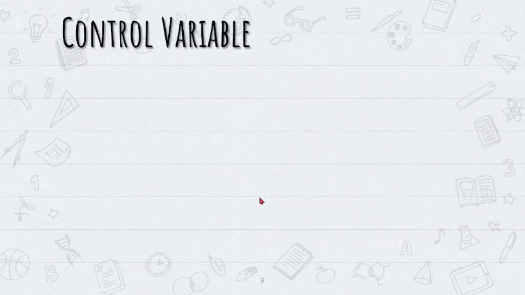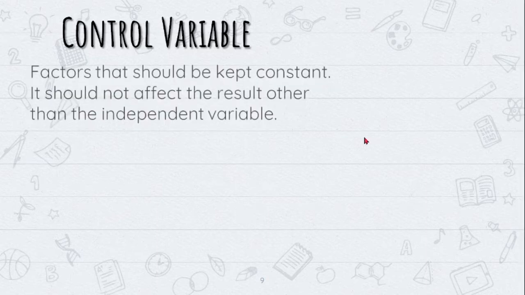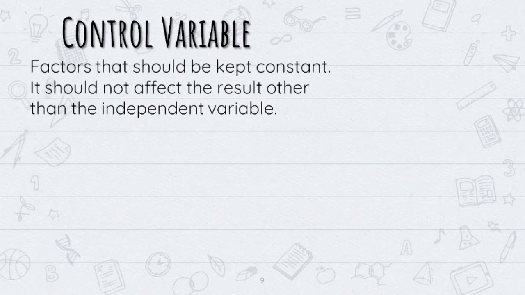And the last type of variable is the control variable. These are the factors that should be kept constant or the same. It should not affect the result other than the independent variable. That's why it is called control variables, because these are the factors that you should control and should not affect the result of the experiment other than the independent variable. Because in an experiment, we want to make sure that it is only the independent variable that will affect the result of the experiment.